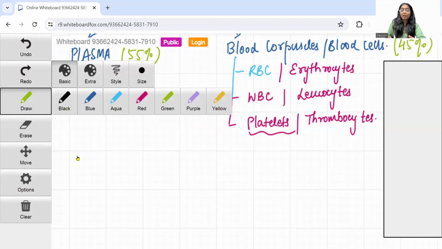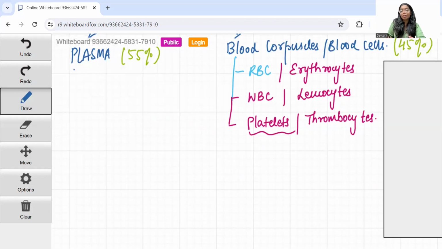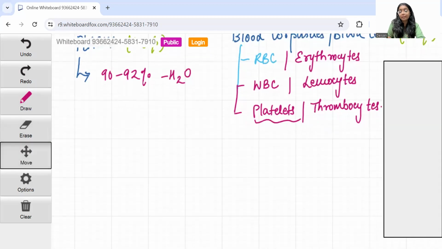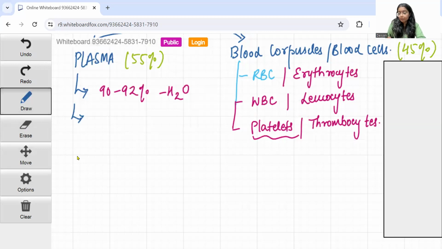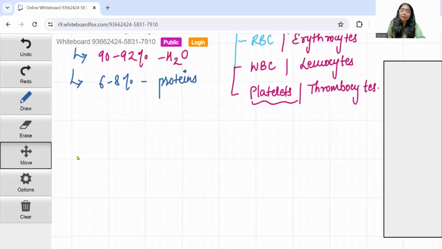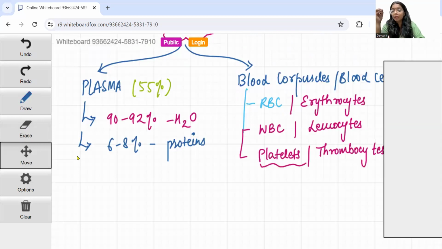There is a very interesting fact about the plasma. Since it is the fluid part, 90 to 92% of the plasma is actually water. I'll repeat it: 90 to 92% of the composition of the plasma is water, because it is the fluid part of the blood. But what about the leftover part? The leftover 6 to 8% is different types of proteins present in the plasma. So 90 to 92% of the plasma is water.